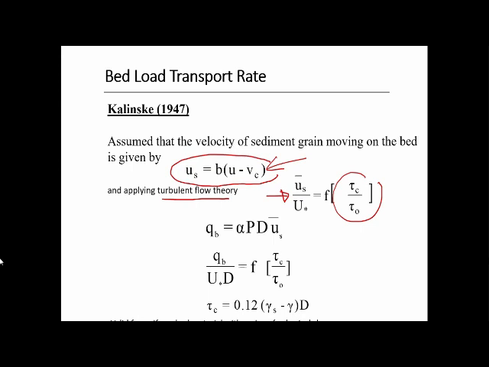Sorry, what was the B just now, doctor? B is a constant. It is a constant, normally close to 1. Close to 1. Okay.